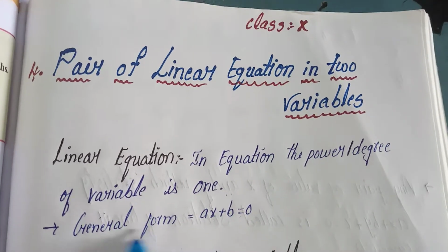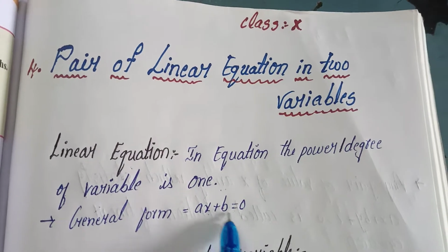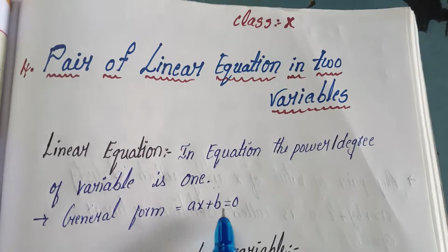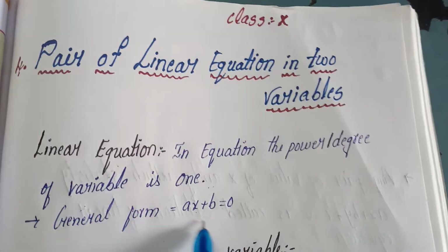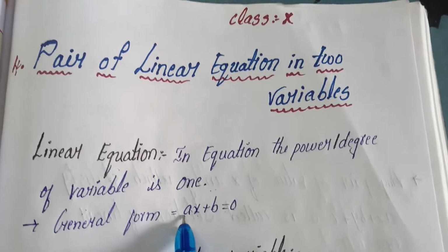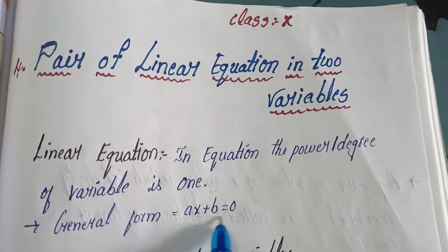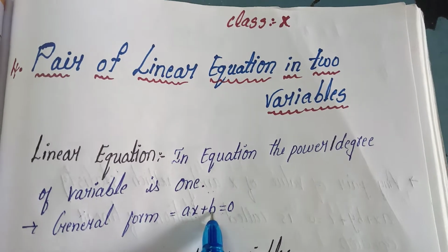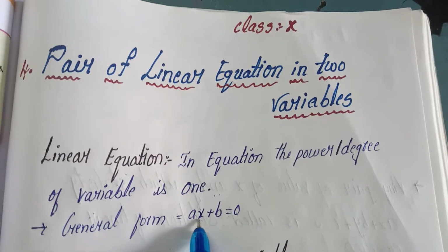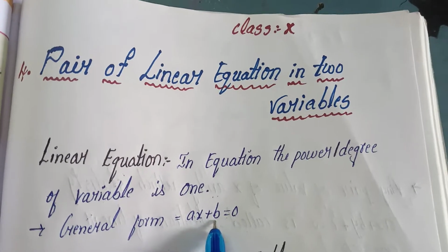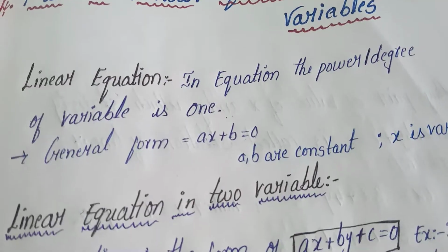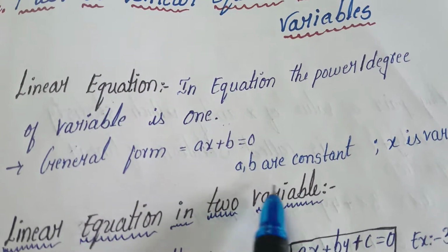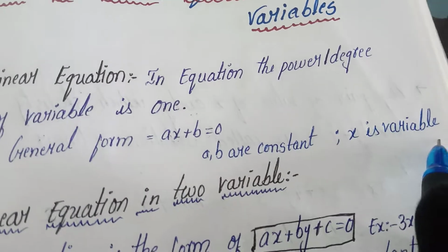The general form of linear equation is ax plus b equals 0. Here can you see this? Here a, b and x are not all variables. Just x is a variable, and a and b are constant numbers, meaning any real numbers. Here a and b are constants where x is a variable.